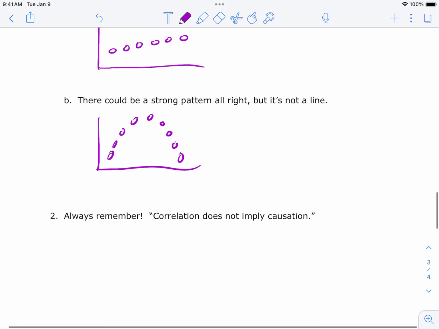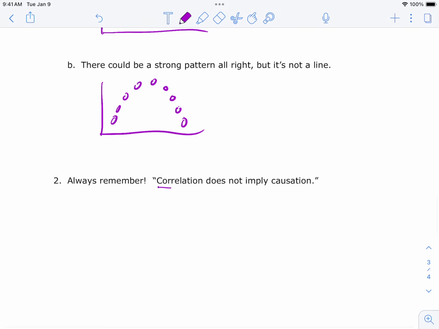Second word of caution. We mentioned this on page 1, but again, make sure you never fall for this: correlation does not imply causation. I love thinking up examples of this, so I've got a good example for you.